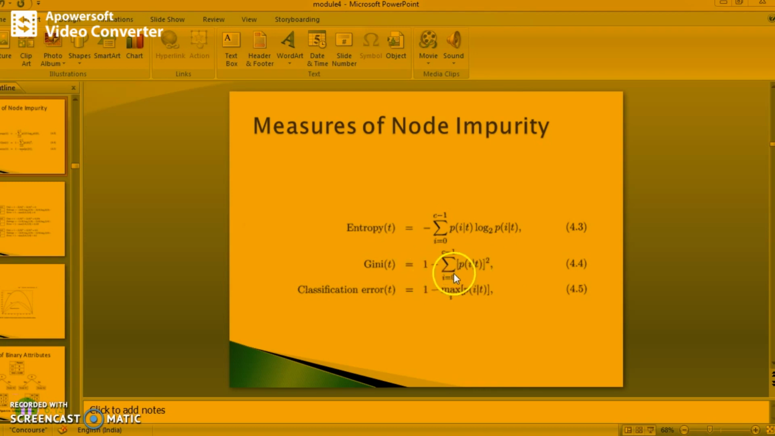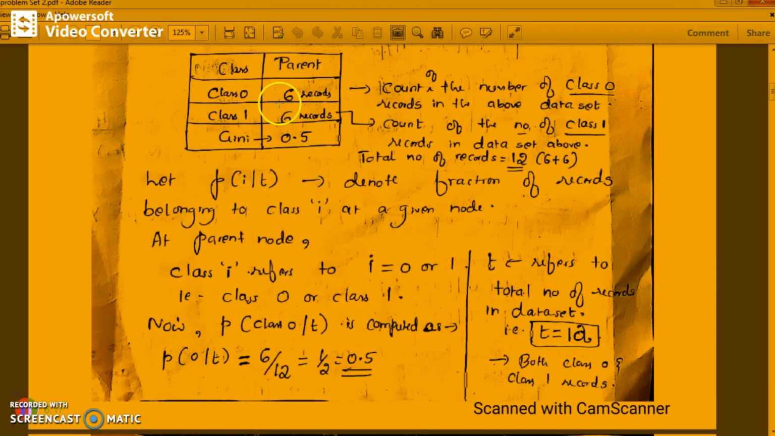So the Gini value, what you're computing now before splitting, for this particular parent node, is Gini value 0.5. You just substitute in the Gini formula and find the answer. So 0.5 whole square plus 0.5 whole square, the sum that you get, you subtract from 1. The answer you get for Gini is 0.5. This is the one measure you're computing before splitting.